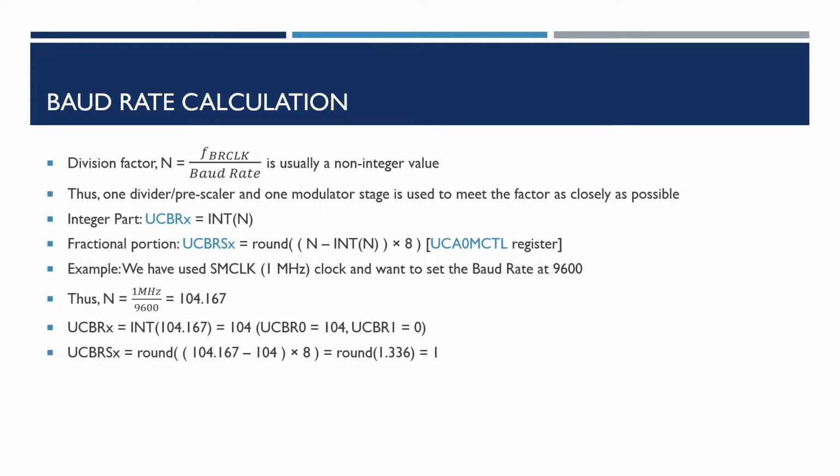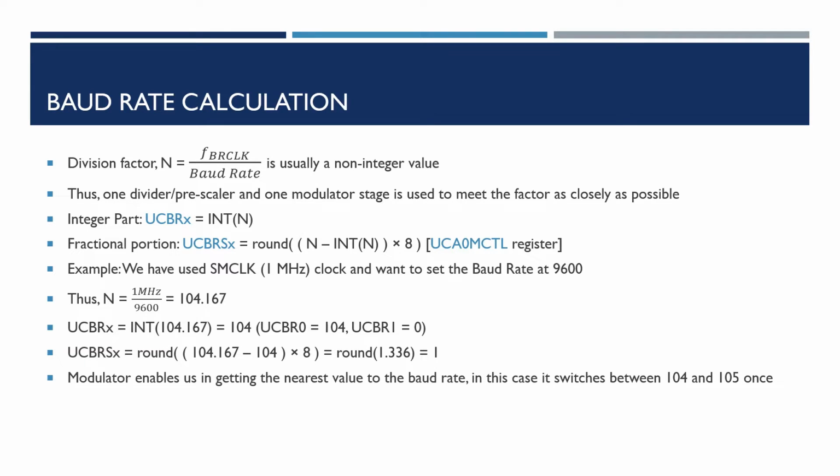Once that is done, the fractional portion is calculated using the formula that we've already discussed, which comes around to be 1. So rounding it off, we get 1. Therefore, in order to get approximately 9600 as the baud rate, we'll have to modulate between N and N plus 1, that is between 104 and 105. So we move from 104 to 105 for 1 bit, as we can see from the modulation value or the UCBRSX value. Since that came out to be 1, for one particular bit, you will have to switch from 104 to 105. And then we can have the baud rate value as close to 9600 as possible, but not exactly that. And therefore, we'll have minimum possible error.